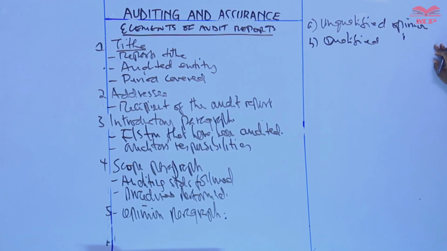So qualified opinion: the financial statements are generally accurate, but there are specific issues or limitations that need to be highlighted. Okay, we'll be looking into it later on, but just understand for now that a qualified opinion is where the financial statements are generally accurate, but there are specific issues or limitations that need to be highlighted.